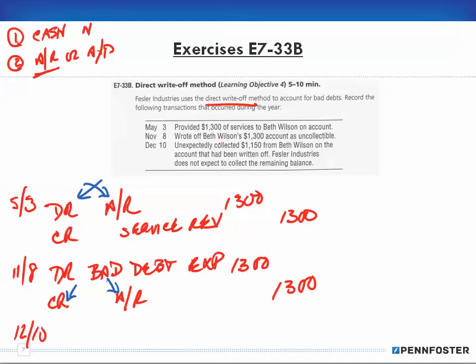Okay, so on 12/10, unexpectedly collected $1,150 from Beth Wilson on the account that had been written off. Fessler Industries does not expect to collect the remaining balance. Okay, so when that happens, what we have to do is, let me just erase this a little bit here.